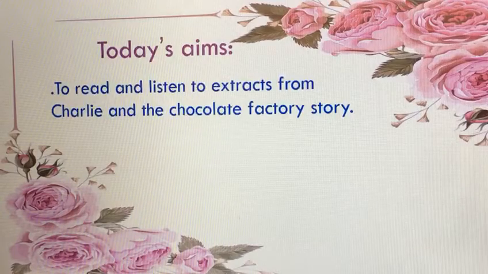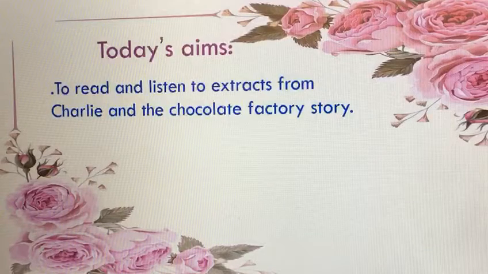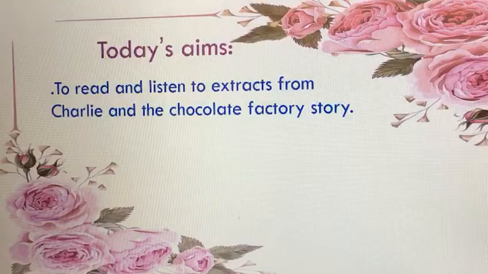What are our aims for today? Today's aims: to read and listen to extracts from the Charlie and the Chocolate Factory story. Make sure we are on page 88. Lesson 5, Charlie and the Chocolate Factory.